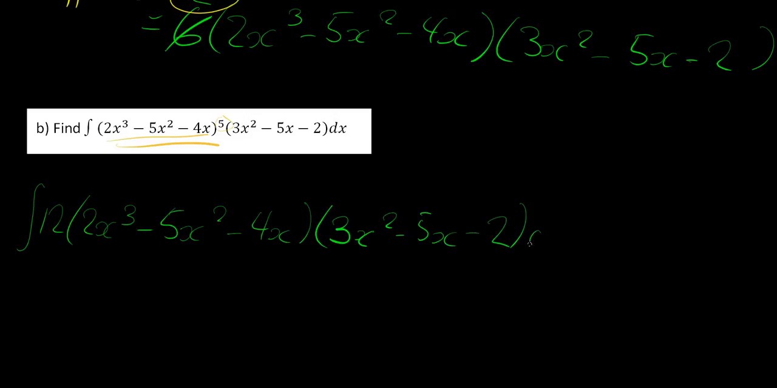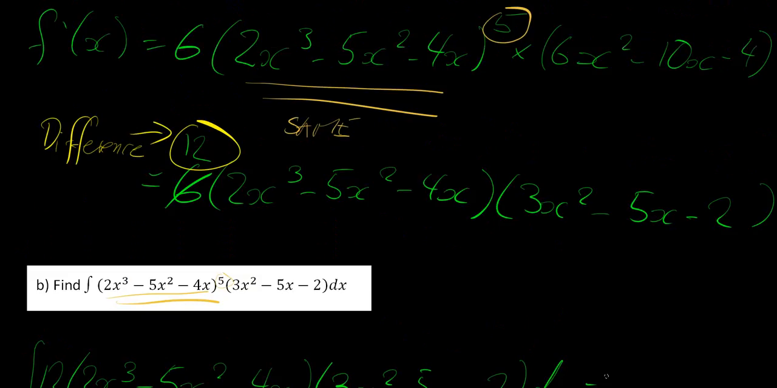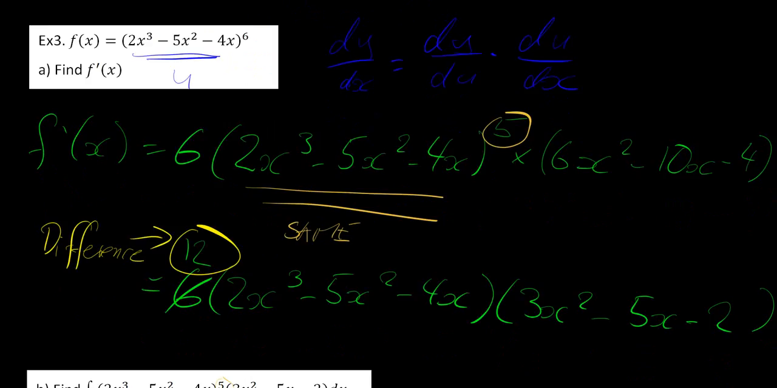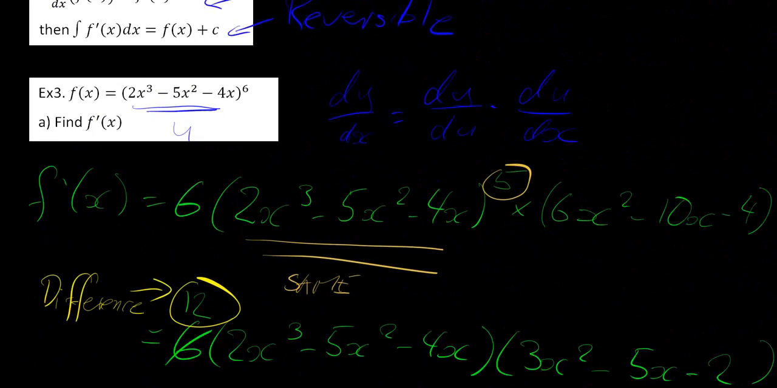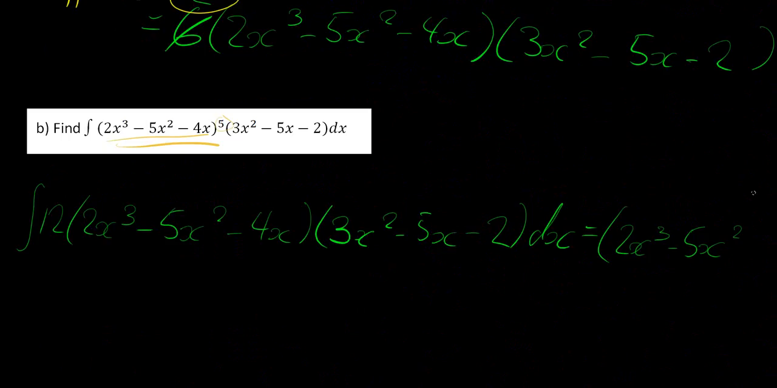Integral with respect to x is going to equal to... now what was it again? It was 2x cubed minus 5x squared, and the other one was minus 4x. Okay.